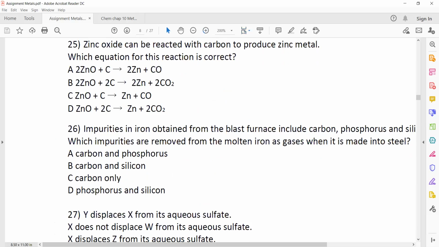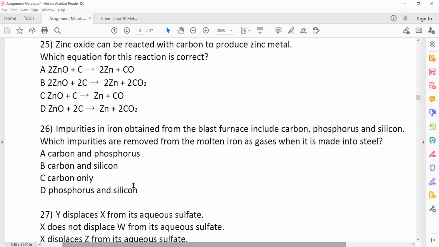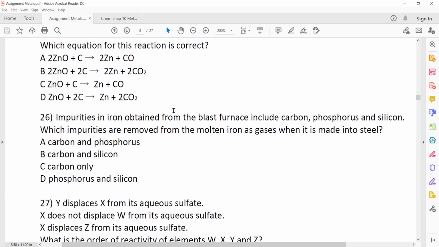Question 26. Impure iron obtained from the blast furnace includes carbon, and some phosphorus and silicon are there. Which impurities are removed from molten iron as a gas when it is made into steel? Yeah, carbon only, because carbon forms carbon dioxide.